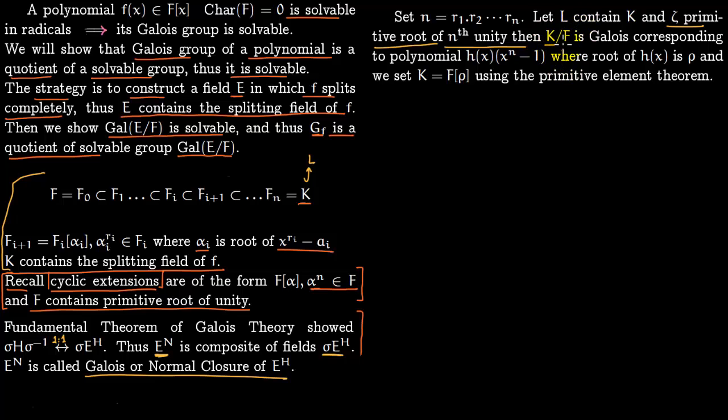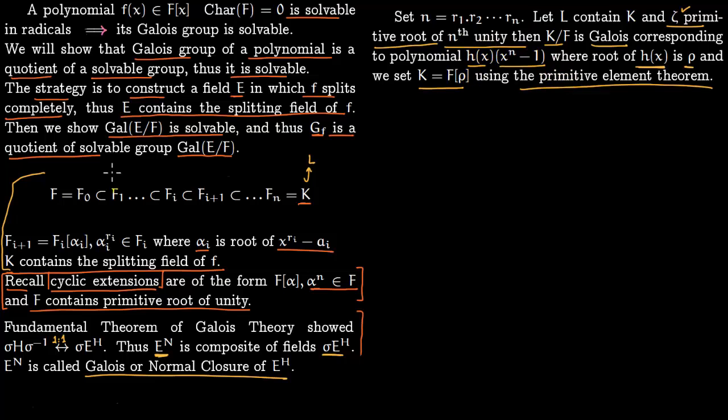So then this K over F, this K over F is Galois. This is Galois, and this is because it corresponds to, say, the polynomial h(x) times x^n minus 1. So this x^n minus 1 obviously corresponds to zeta, and this h(x) has, say, a root rho, and you can set K as F(rho) using the primitive element theorem.